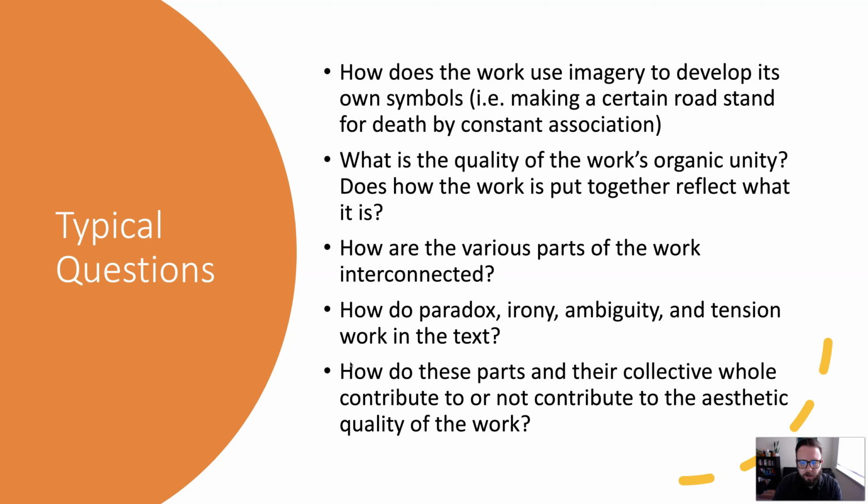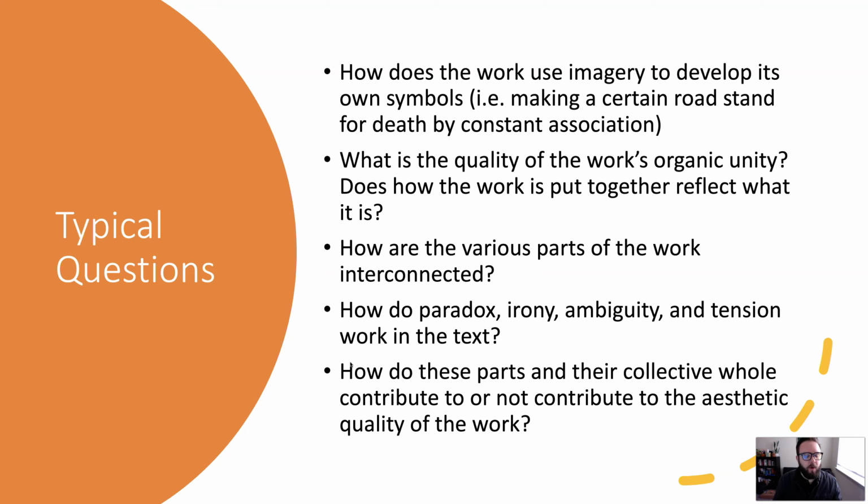What is the quality of the work's organic unity, or how does how the work is put together reflect what it is? How does the construction of the text itself reflect or show or do anything about what the text is trying to say? It asks, how are the various parts of the work interconnected? How are they related to one another? How do paradox, irony, ambiguity, tension work in the text?